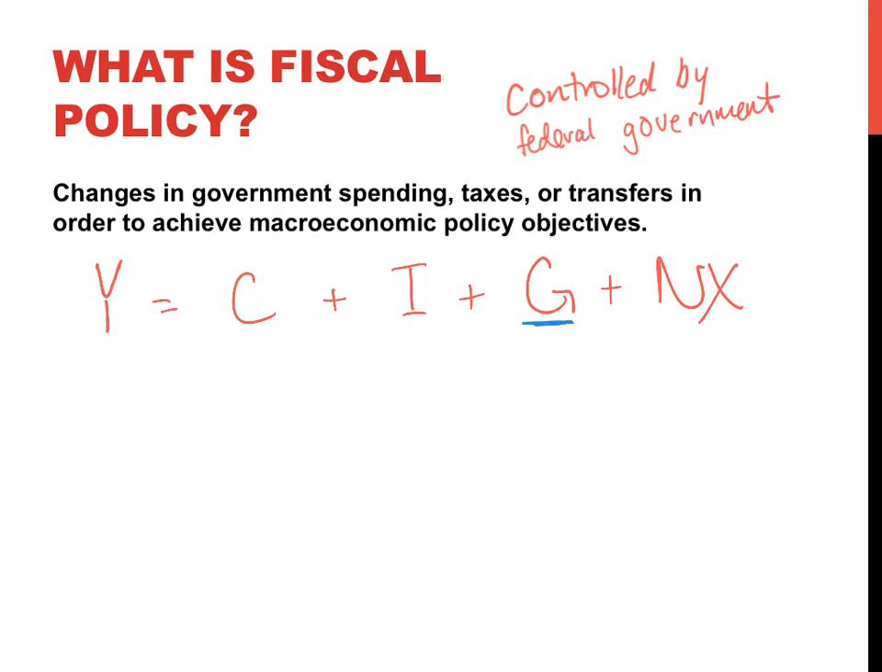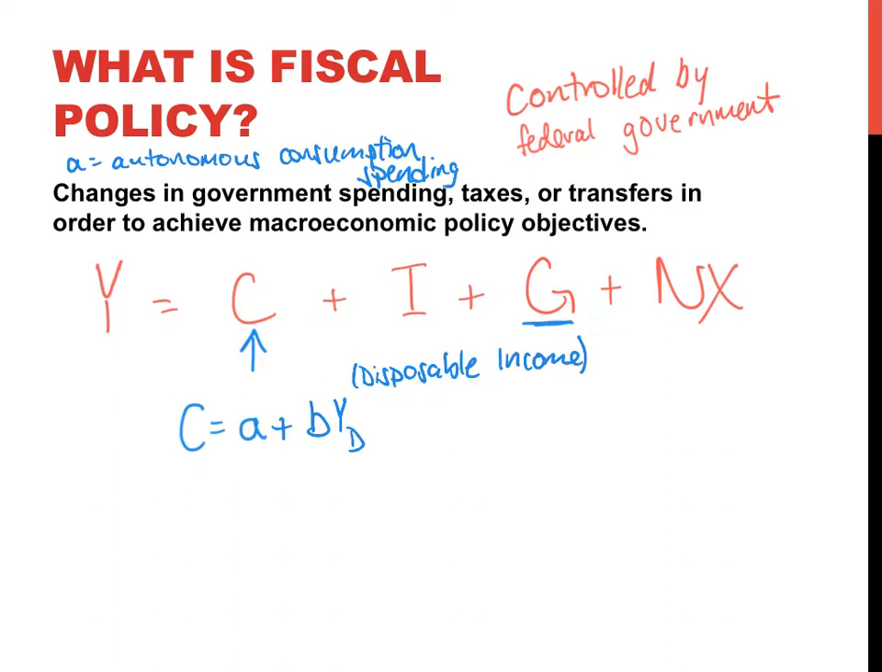So we can further define consumption as equal to some constant A plus some fraction B of disposable income. So A is what we call autonomous consumption spending, and it does not depend on income.